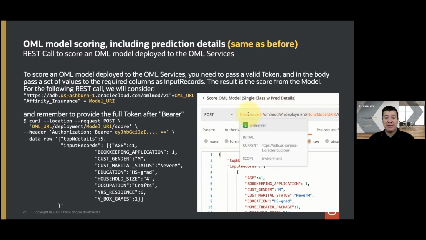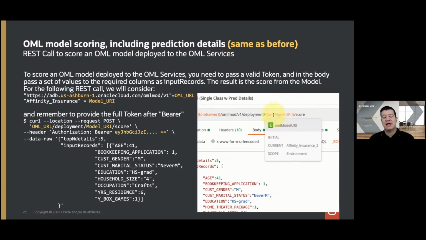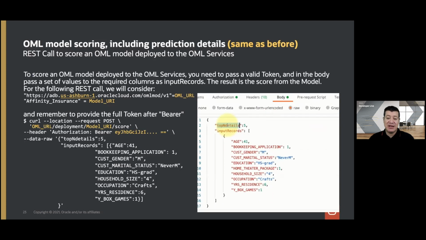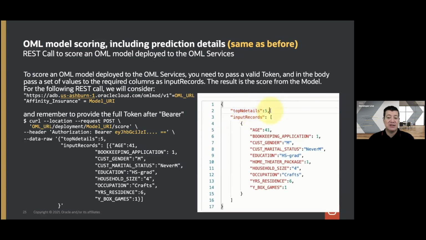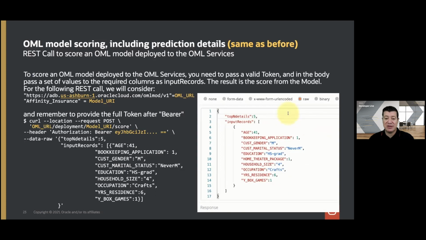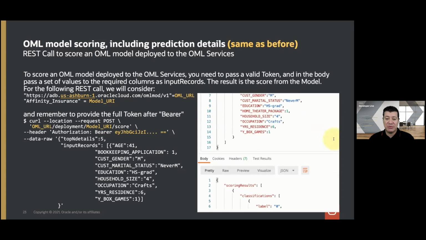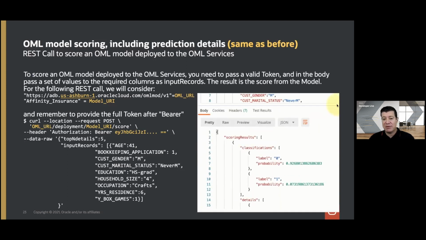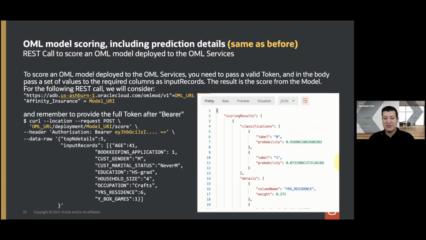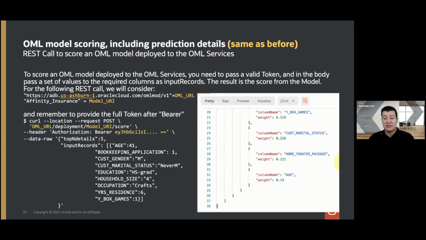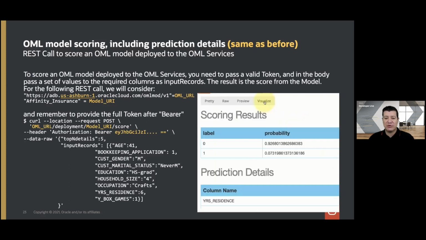And now the final step is the scoring. It's just like the one before. We have seen it before: you score a model deployed to OML services by passing the valid token and by passing that input. Remember that we already did that. It's exactly the same steps. We pass a top N if we want, and then the input data sets, and we get back the scoring of that model. So those are the steps. You get the .mod file, you store it in OML services, you create a REST endpoint for it, and then you can start scoring with it.